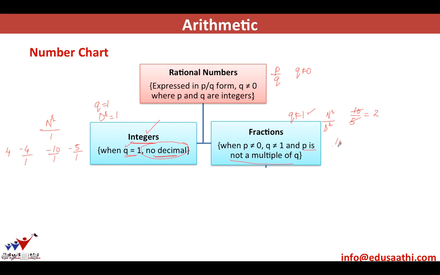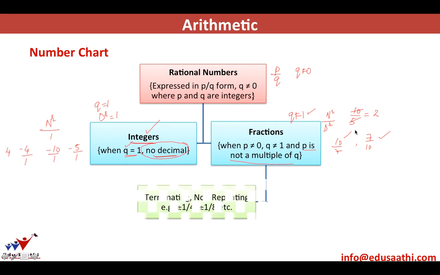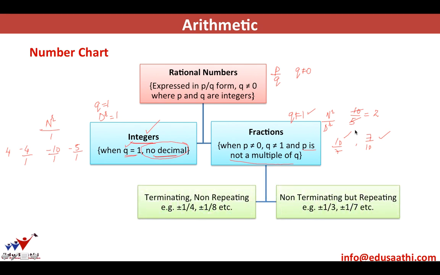All such numbers would be termed as fractions. Fractions can be further classified as the ones which terminate but do not repeat and the ones that do not terminate but repeat. So they terminate. If I solve this, 1 by 4 is 0.25, they terminate but they do not repeat, and 1 by 8 is 0.125. And the second one is they repeat but they do not terminate.